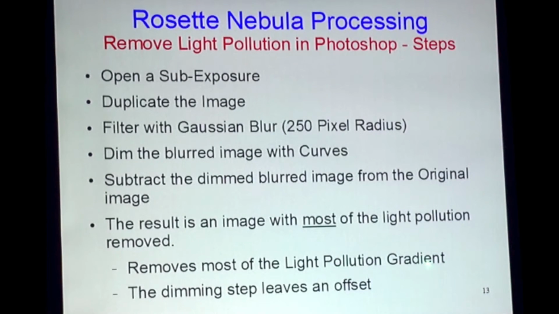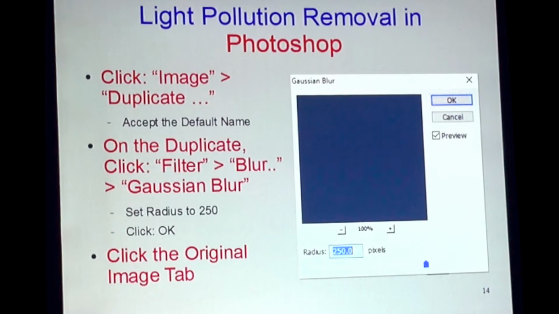So, you get essentially an image with light pollution removed, and this dimming process causes an offset, which you can subtract out later after you stack the images, okay? So here it is again. In Gaussian blur, you type in Photoshop 250. In GIMP, there is a slider or an up-down arrow, or you can type it in there too. You go to Duplicate, Filter, Blur, Gaussian Blur, set the radius, click OK.